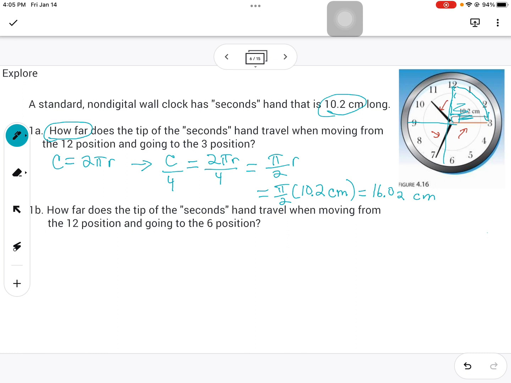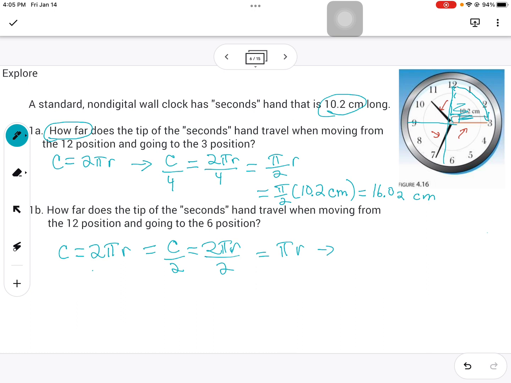All right, part B is saying the same thing, except now part B wants to go from 12 to 6. And we can see that's halfway around the circle. So we're going to use the same concept of taking a piece of the circumference. So this would be 2 pi r. And this time, because we're going halfway around the circle, I'm going to divide it by 2. Let me rewrite that. So I want the circumference divided by 2. And we can see that 2 pi r divided by 2 is simply pi times the radius.